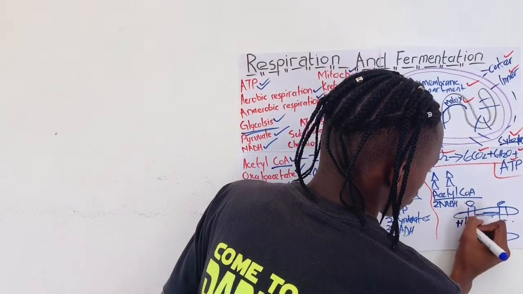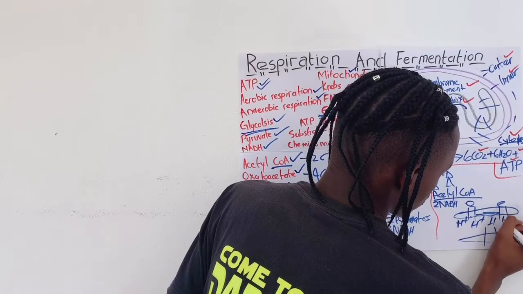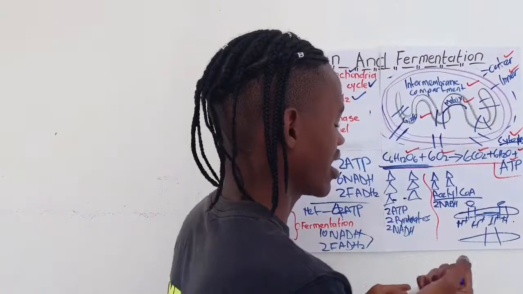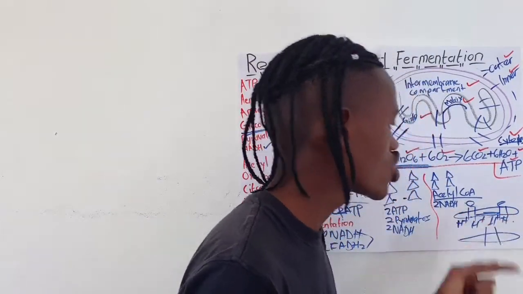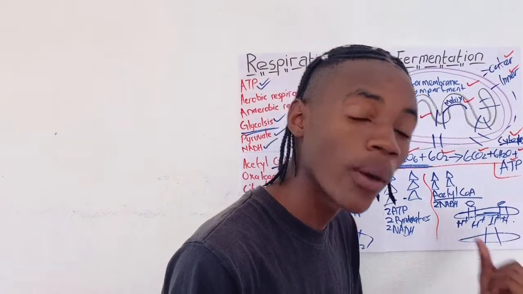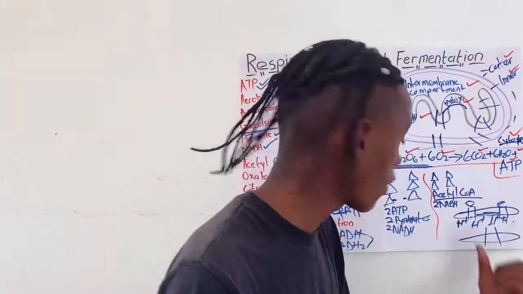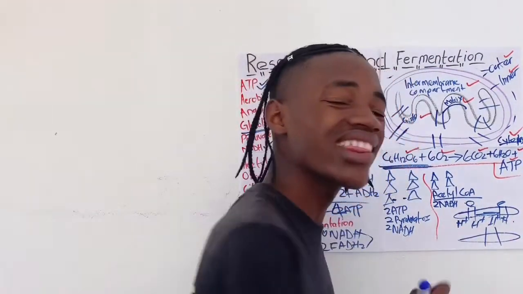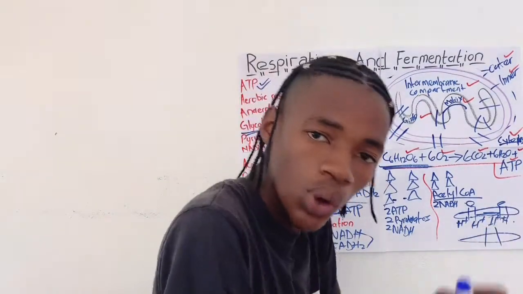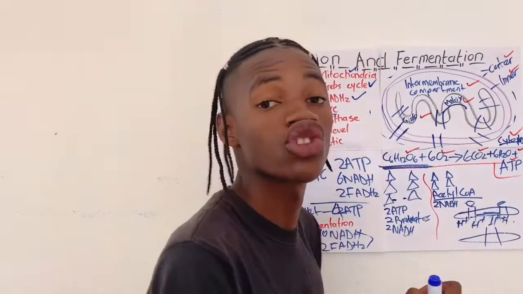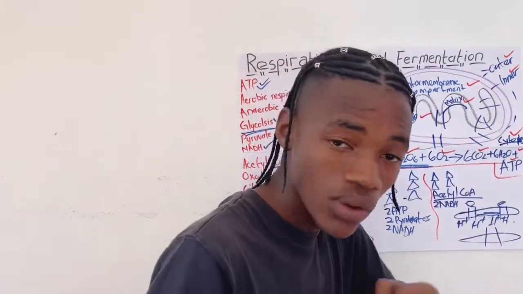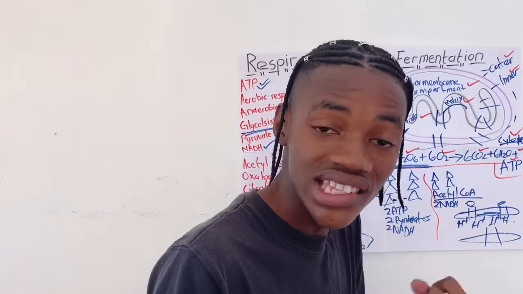So they release, right? And then now these protons fall into the intermembrane compartment, and in the intermembrane compartment there is another enzyme. This enzyme is called ATP synthase. ATP synthase pumps these protons out of the intermembrane compartment, and when they are pumped out, that is how we get our ATP, right?